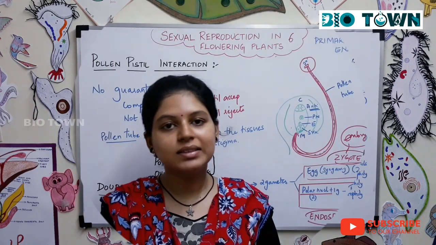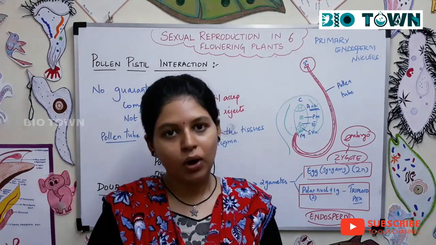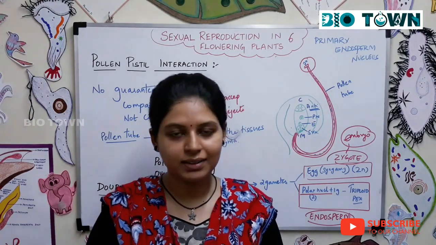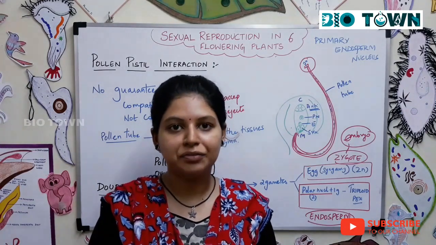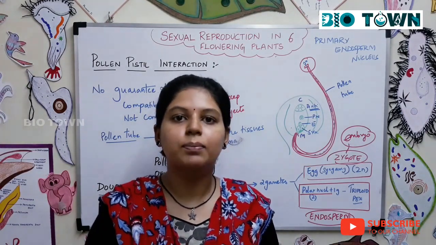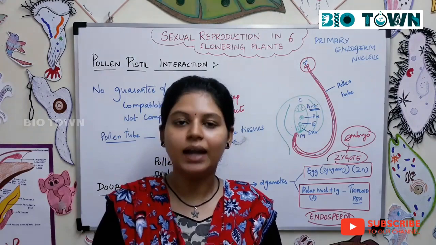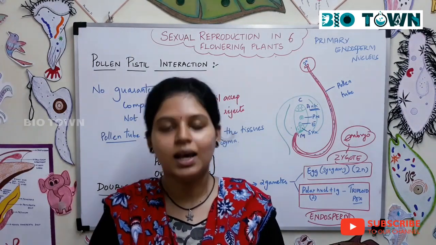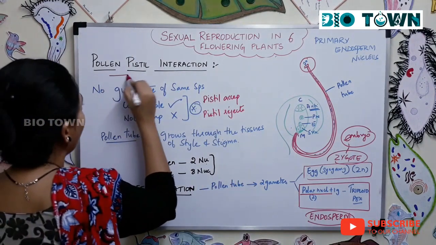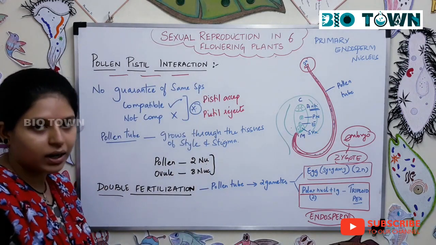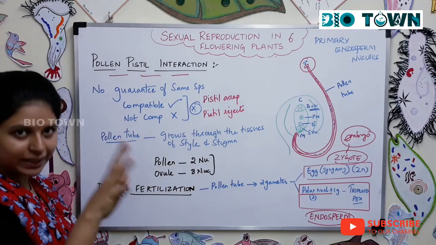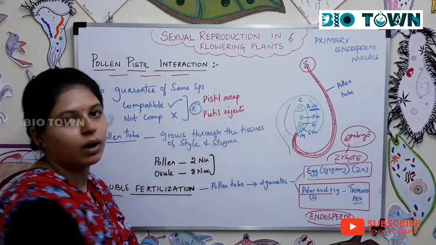Hello friends, so last class we saw about pollination and the agents of pollination, and today's class we are going to talk about what happens after pollination. So that is the pollen pistil interaction and the fertilization process. First we're going to talk about pollen pistil interaction. Last class we spoke about pollination, right? So if you're clear with the concept, this is very easy to understand.